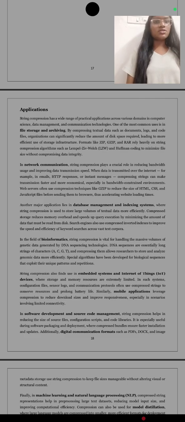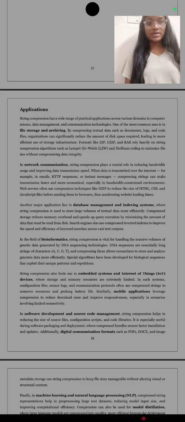Now let us look at some applications. String compression has a wide range of practical applications across various domains in computer science, data management and communication technologies. One of the most common uses is file storage and archiving. By compressing textual data such as documents, logs and code files, organizations can significantly reduce the amount of disk space required, leading to more efficient use of storage infrastructure. Formats like ZIP, GZIP and RAR rely heavily on string compression algorithms such as Lempel-Ziv and Huffman coding to minimize file size without compromising data integrity.